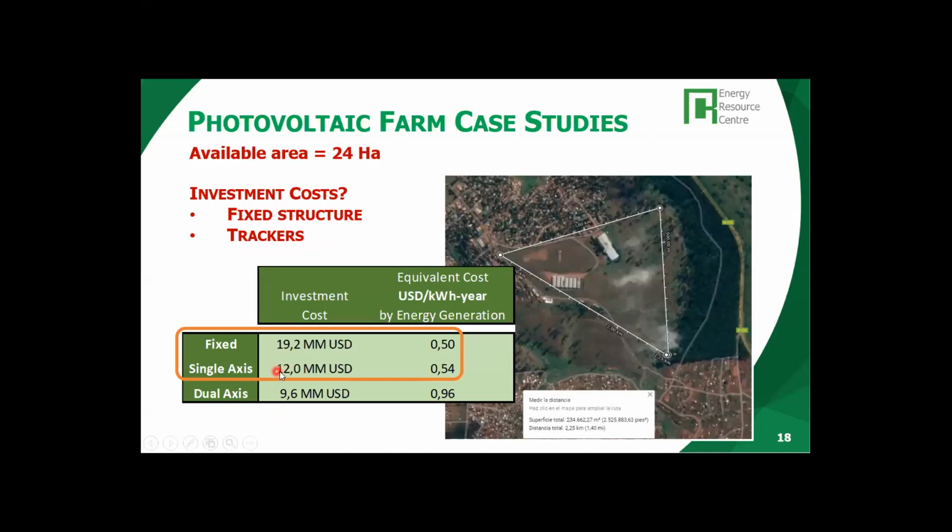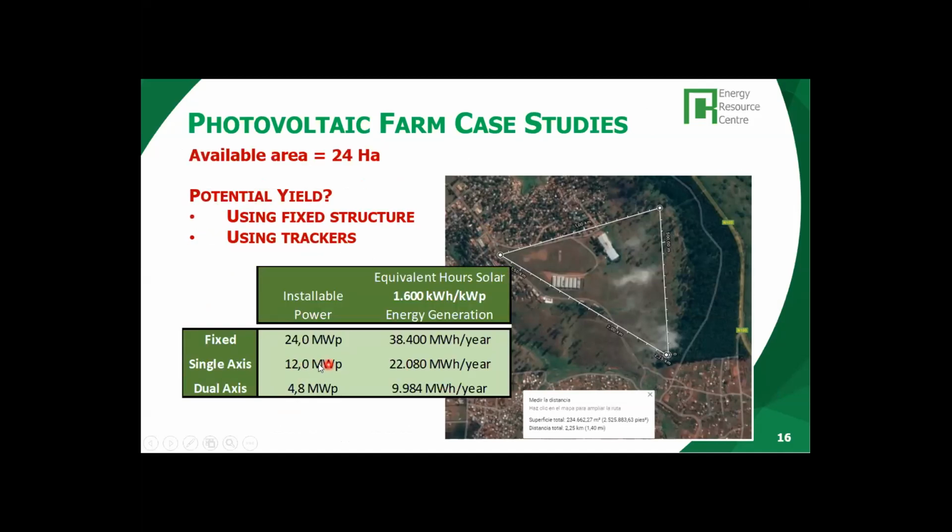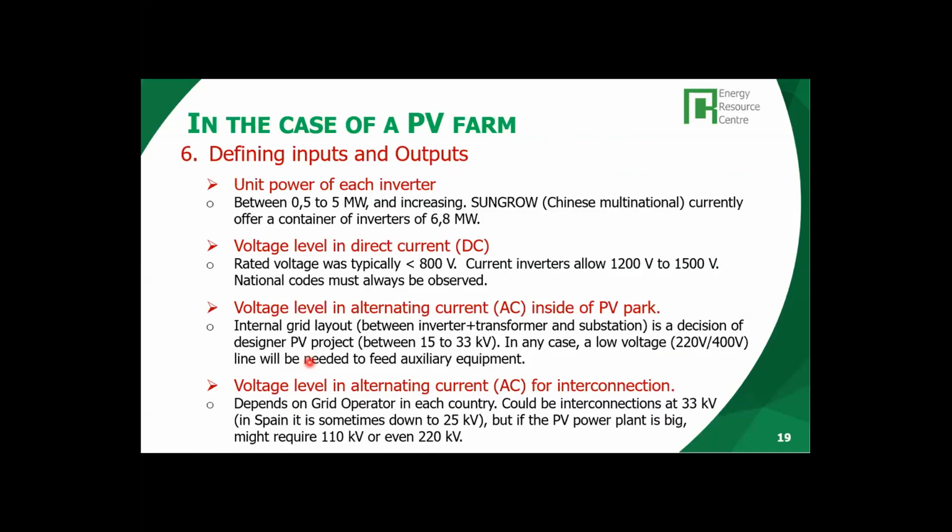Imagine if we are using this option of single axis solution, 12 megawatt peak. With only 2 inverter containers of SunGrow, we could have enough for the whole plant. So very big inverters.